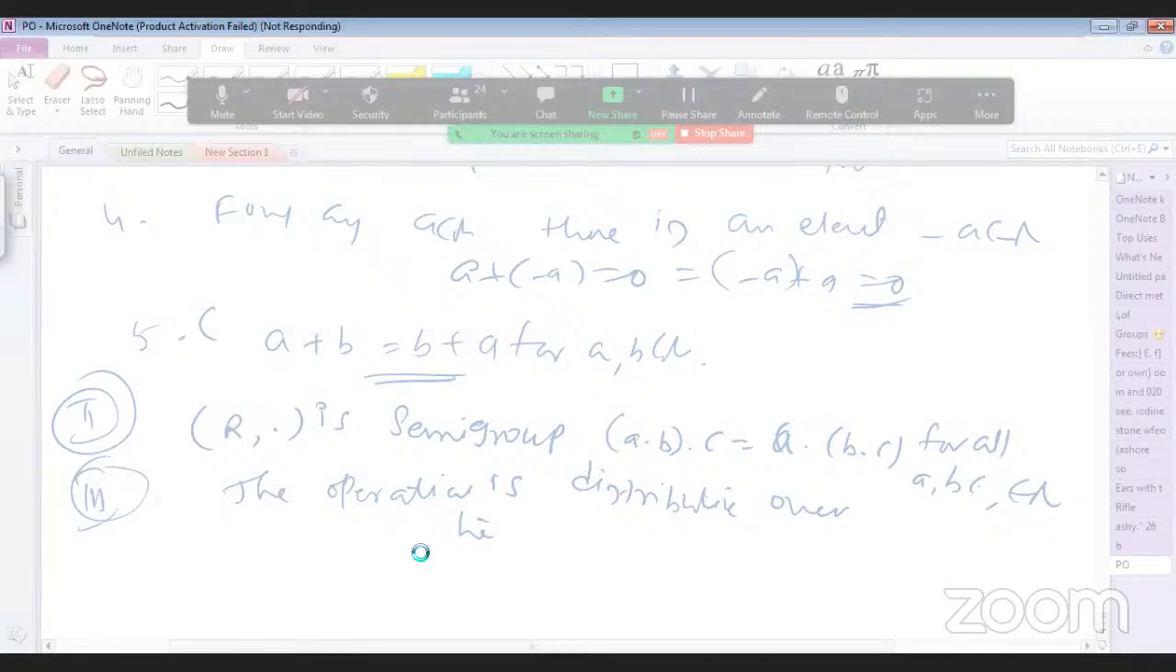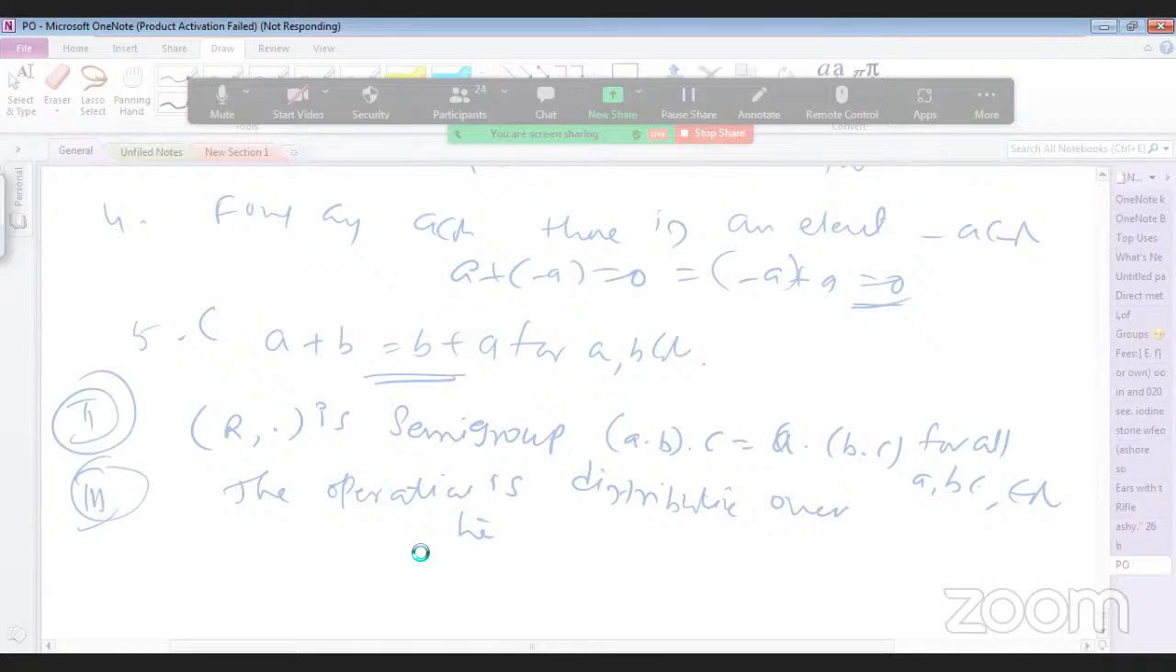Here the screen will be visible. It is a distributive law for the order of the operation. A plus B dot C is equal to A dot B plus A dot C, and A plus B dot C is equal to A dot C plus B dot C, for all A, B, C belongs to R. So these are the conditions for the operation.